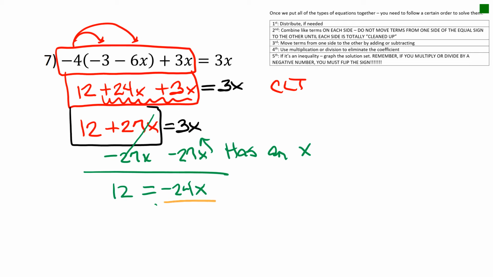I'm going to divide by the coefficient of x, which is negative 24. This side just gives me x. 12 over negative 24 is the same thing as negative 12 over 24, and they can both be divided by 12, so my answer is negative 1 over 2.